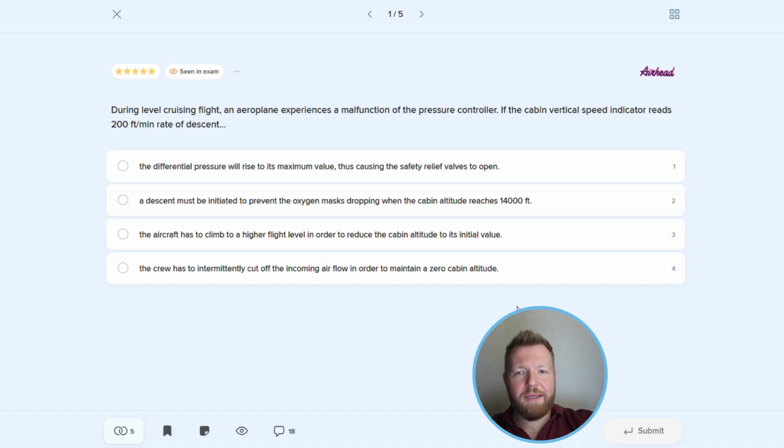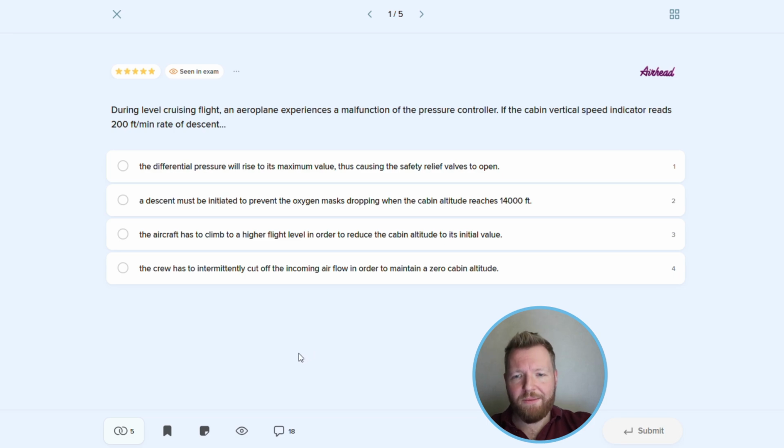The cabin vertical speed indicator works on the same principle as aircraft's vertical speed indicator. It senses the rate of change in pressure. If the pressure increases, it indicates rate of descent. If the pressure decreases, rate of climb. So, the rate of descent of 200 feet per minute indicated on cabin VSI means that the pressure in the cabin is increasing. At the same time, since the aircraft in question is cruising in a level flight, the outside atmospheric pressure is constant. Therefore, the differential pressure is constantly increasing.